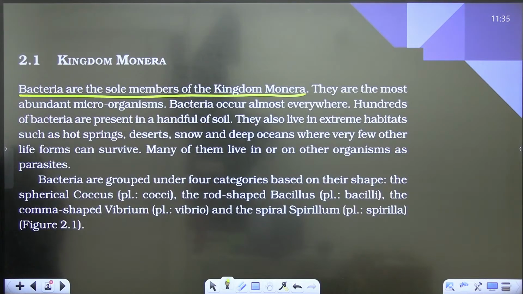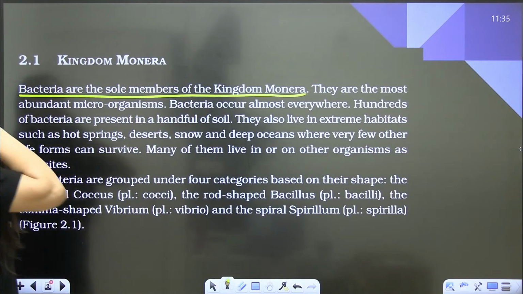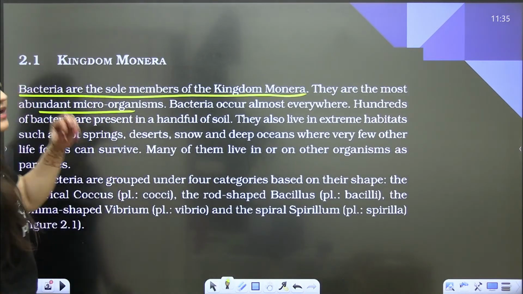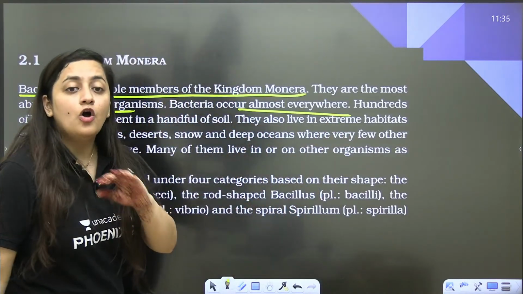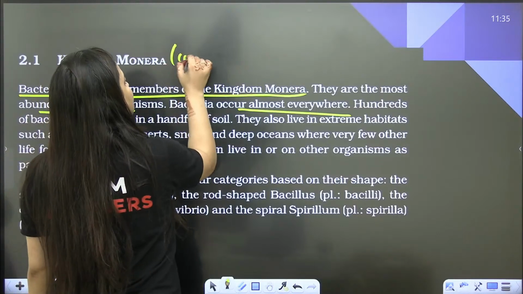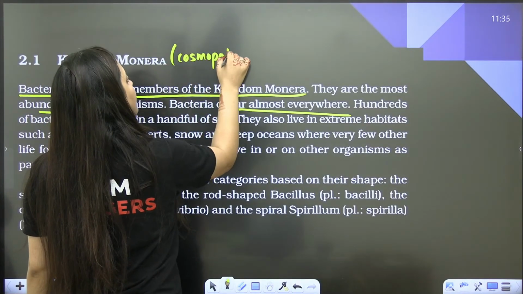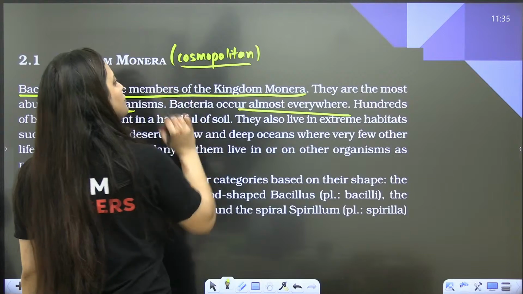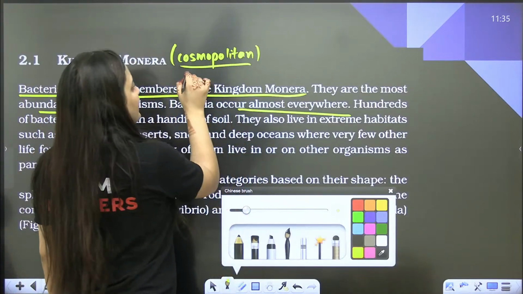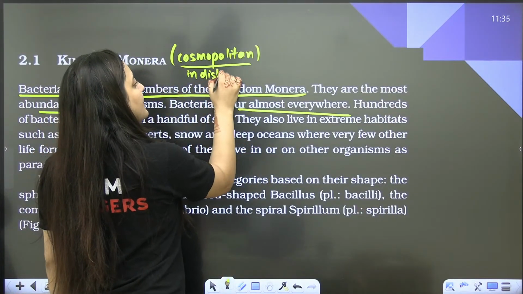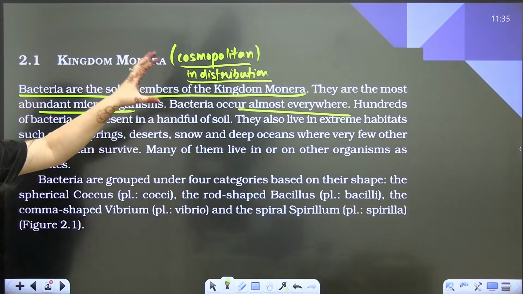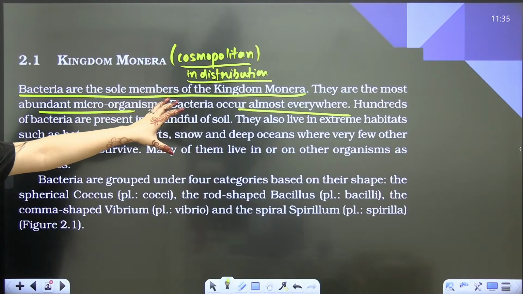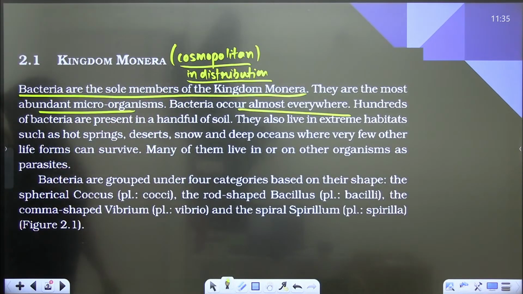It is the sole member of kingdom Monera. Am I right? Yes, so they are the most abundant microorganism. They are present almost everywhere. So can I use the word cosmopolitan in distribution? If something is present everywhere, we use the word cosmopolitan. So cosmopolitan in distribution.